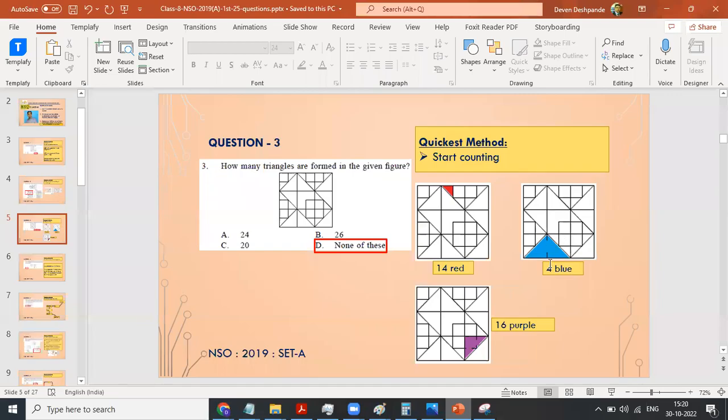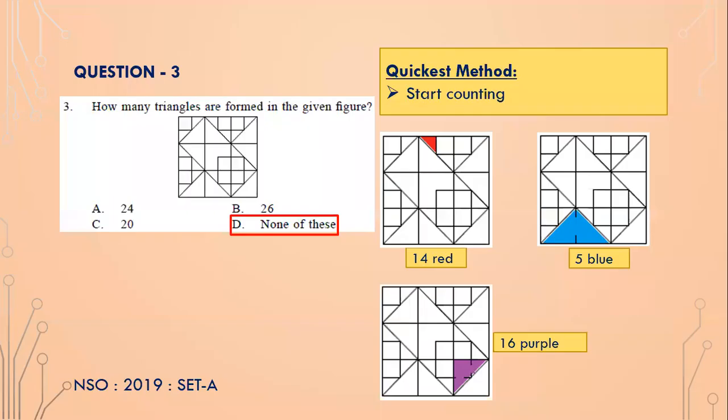There are 5 blue triangles, bigger ones, and 16 purple, isn't it? 1, 2, 3, 4, 5, 6, 7, 8, 9, 10, 11, 12, 13, 14, 15, 16. 16 purple triangles. So how many total? 14 plus 5 is 19. 19 plus 16 is 35. 35 is none of the answers. So the correct option is none of these.